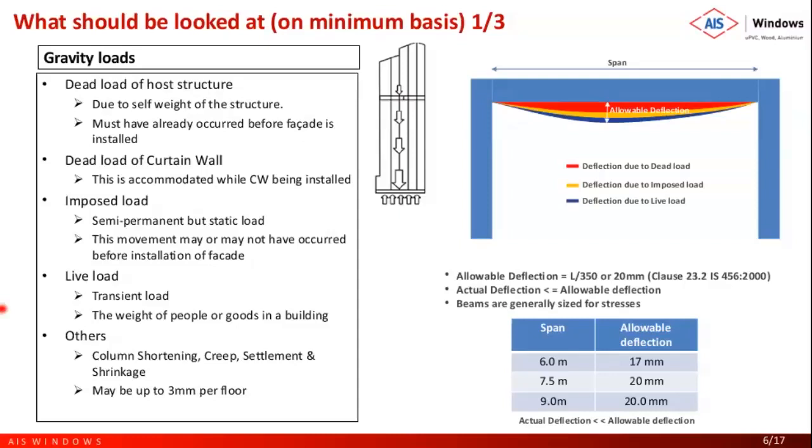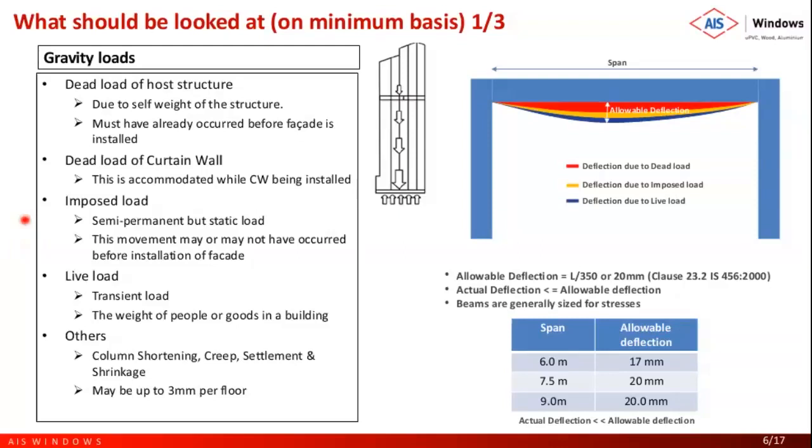And how this allowable deflection comes is from the specification of, say, IS 456, which is the code for concrete, Indian Standard 456. It says the allowable deflection for beams and slabs is L by 350. So if you convert to a 6 meter span, L by 350 is about 17 millimeter.